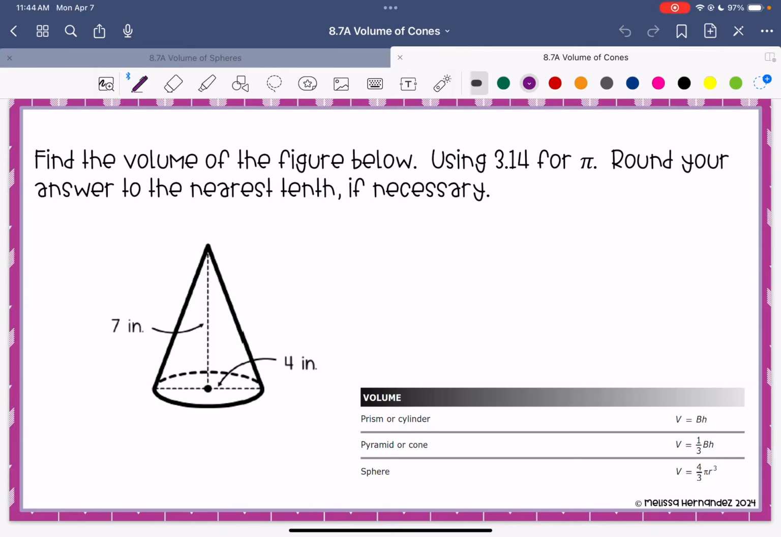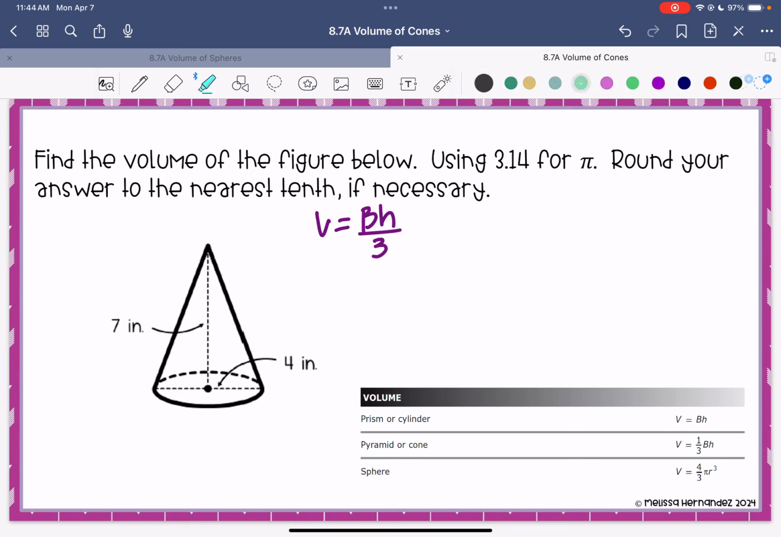All right, guys, we're going to be finding the volume of this figure, which happens to be a cone. So I'm going to write the formula down. We will be using 3.14 for pi. So this is area of the base times height, and then you're going to divide that by 3, which is the same as a pyramid.